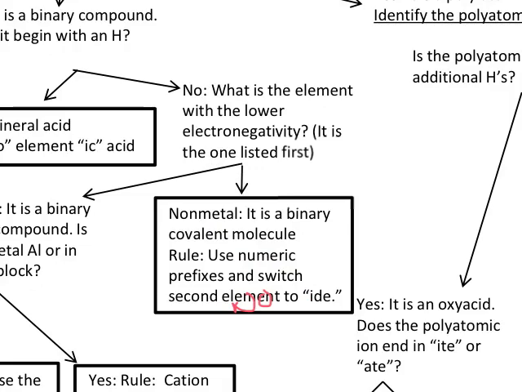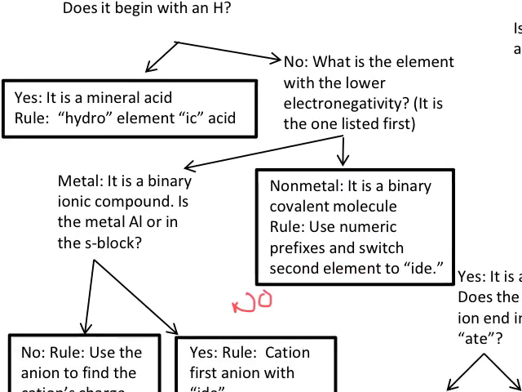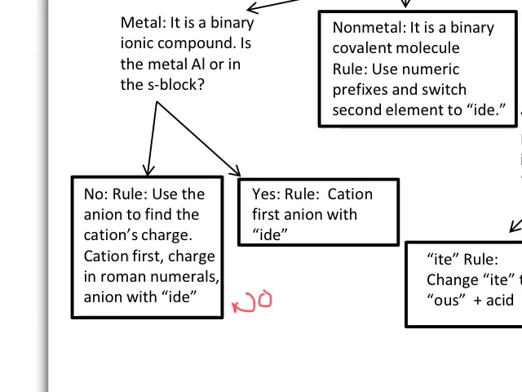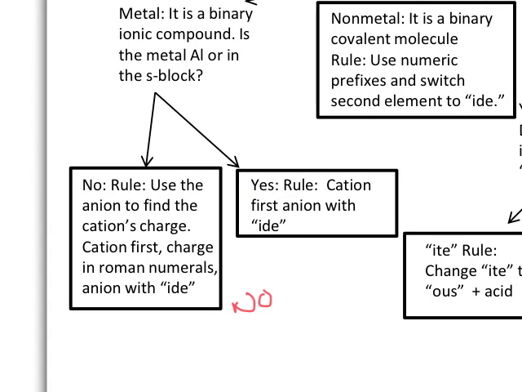Okay. Now what if it is a metal instead of a nonmetal? Well, we have a couple of rules off of this, and it all depends on whether it's a metal where you can be sure of its charge. Aluminum is always going to be +3, and the elements in the S block are always going to be +1 or +2, depending on whether they're the first group or the second group. So if we do fall in one of these situations, we're confident of the charge, and we have a simpler rule.